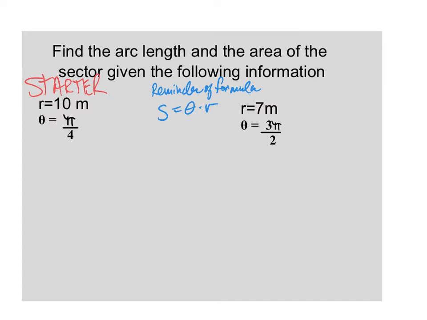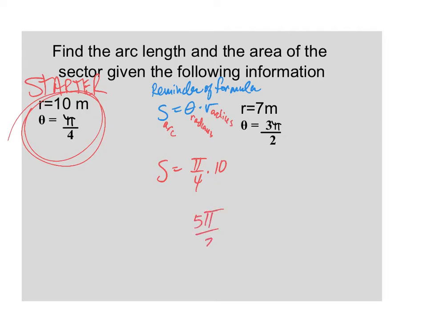So we're doing S equals theta R, where S is the arc length, theta is the angle in radians, and R is the radius. Okay, so the arc length will be pi over 4 times 10. I'm doing this one right now. And that just simplifies to 5 pi over 2.